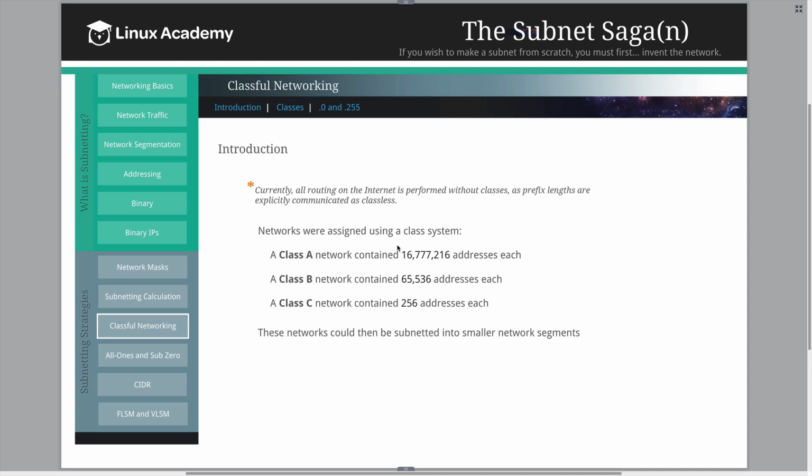And as more and more organizations moved to the internet and needed public addresses, the system didn't particularly scale well and has more or less been completely replaced by CIDR, which we'll cover a couple lessons from now.